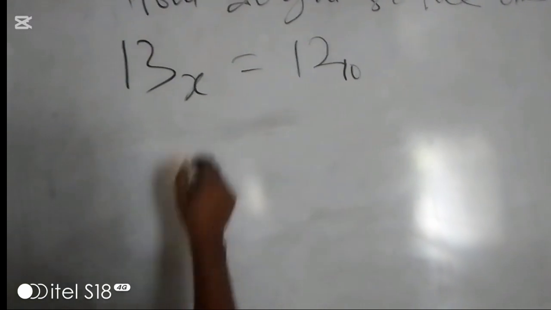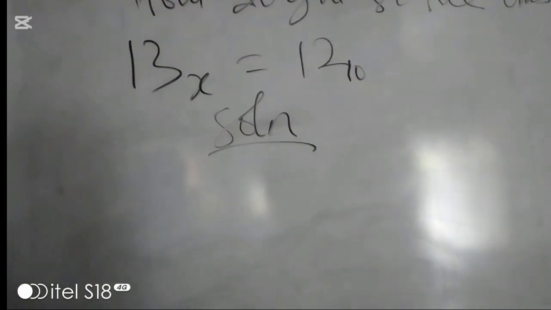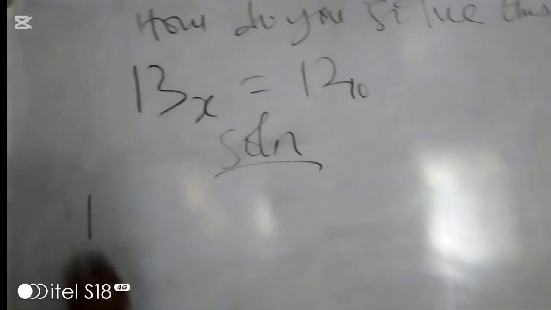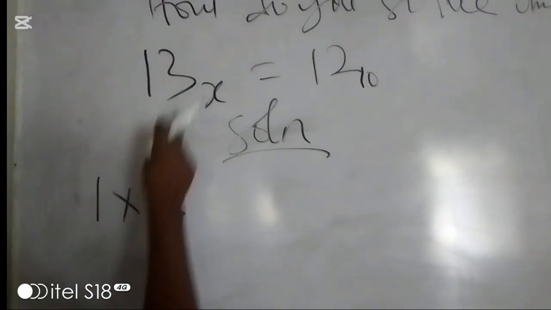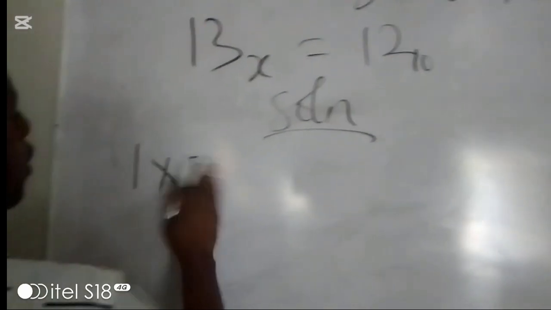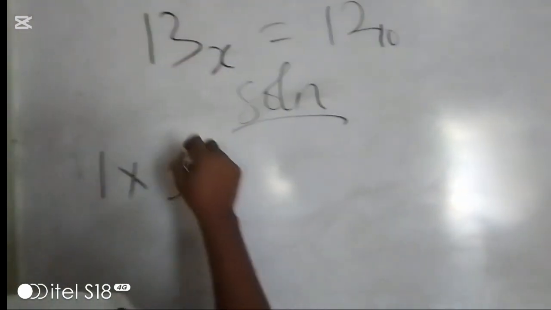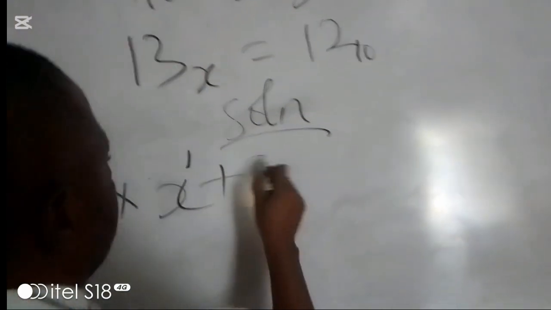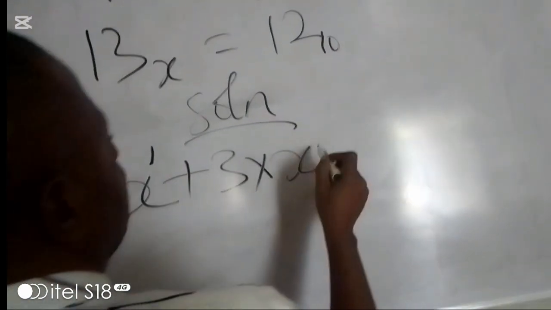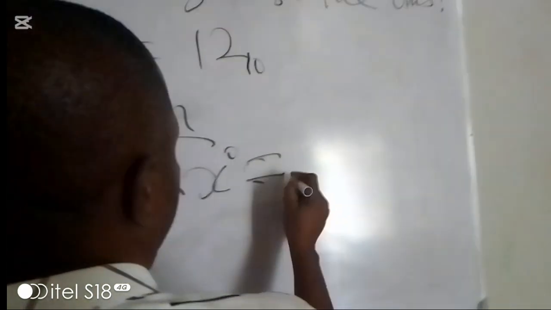I say you always start with the word solution. You say solution. This is an example of a number base. The 1 times 3, left hand side, 1 times x raised to power 1 plus 3 times x raised to power 0. This is already in base 10, so you leave it that way.